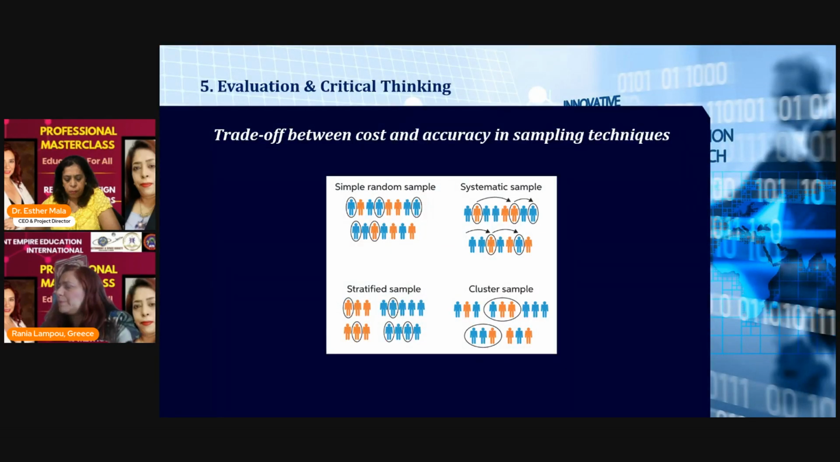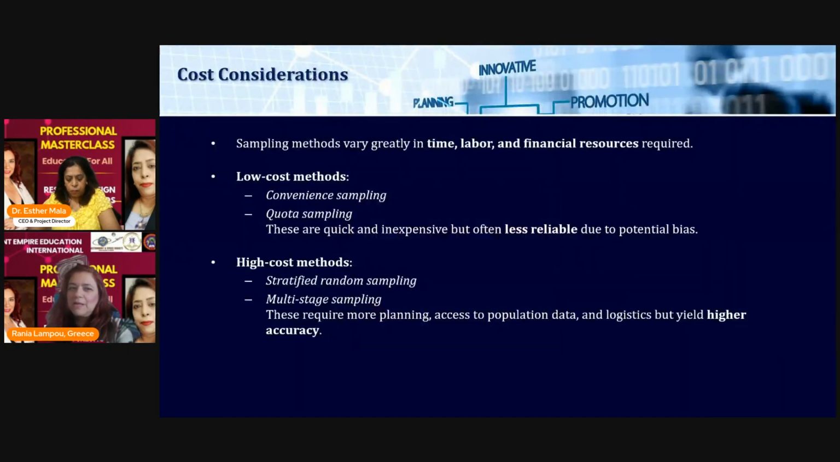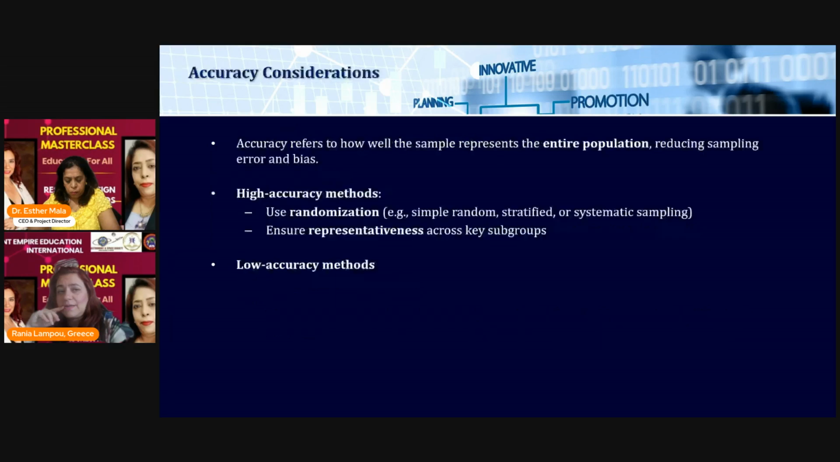If you want to think more about this issue, you need to discuss the trade-off between cost and accuracy in sampling techniques. When we select a sampling method, researchers must often balance cost and accuracy. Cost and accuracy are two competing priorities in research design. On the cost side, low-cost methods are convenience sampling and quota sampling. They are quick and inexpensive, but often less reliable, as said before. High-cost methods are stratified and multi-stage sampling because they require more planning and access to population data and logistics, but they offer high accuracy.